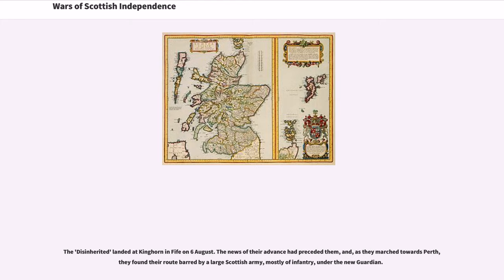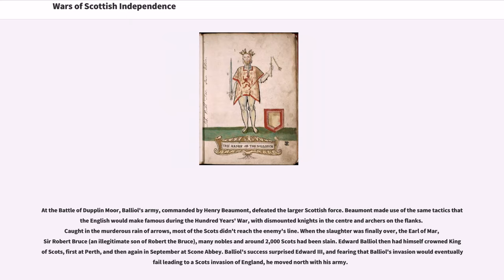The news of their advance had preceded them, and, as they marched towards Perth, they found their route barred by a large Scottish army, mostly of infantry, under the new guardian. At the Battle of Dupplin Moor, Balliol's army, commanded by Henry Beaumont, defeated the larger Scottish force.